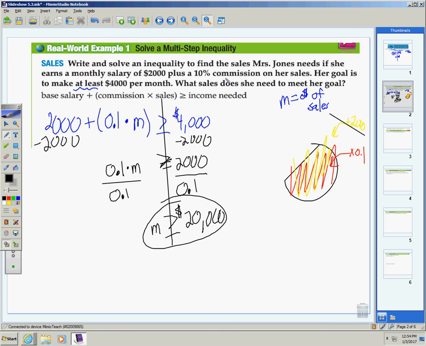Because she only gets 10% of each of that. That's how a commission works. She would only get $2,000 for the $20,000 that she sold. Okay? So hopefully you can see it's literally nothing new. Setting up an inequality, same as setting up an equation. The only thing is that you'll see words like at least, which tell you it's greater than or equal to. And then we solve it the same way we did equations, and we get our answer.